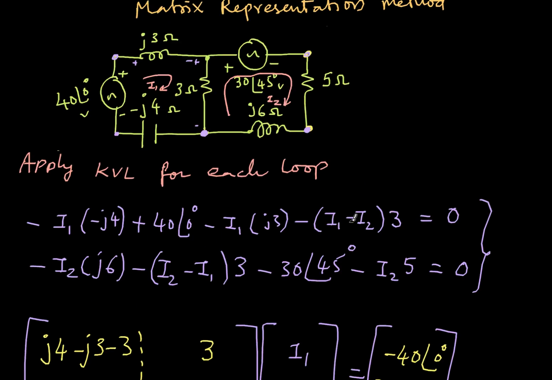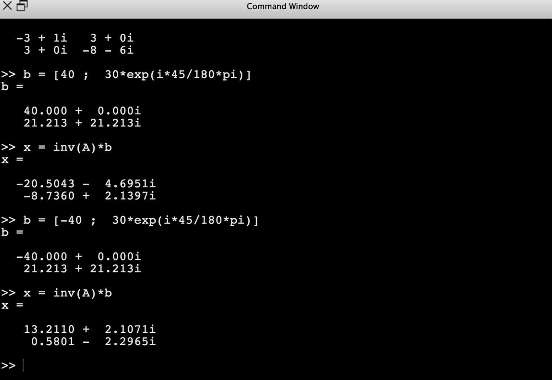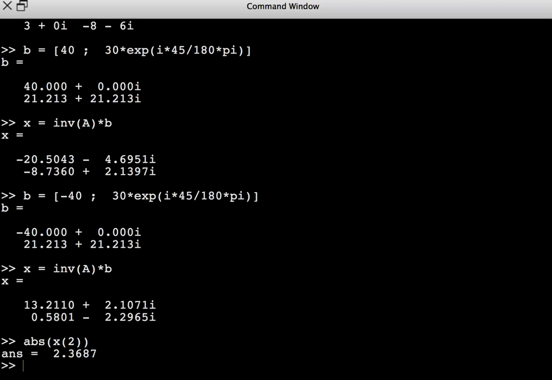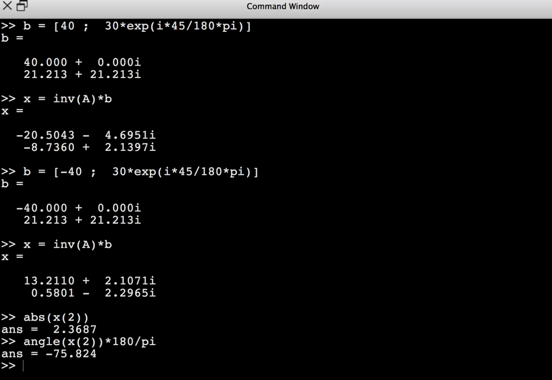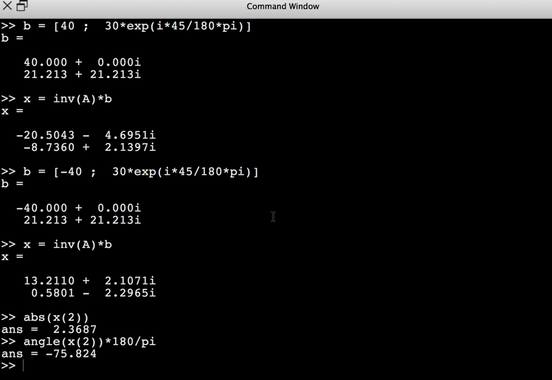So therefore our final answer is I2. What is our final answer expressed in polar form? Let's do that. I2 here is x of 2. I'll take the absolute value of it, and then the angle of it, angle of x of 2. This one will be in radians, so I'll convert into degrees by multiplying by 180 and dividing by pi. So the magnitude is 2.3687, and the angle is minus 75.82.